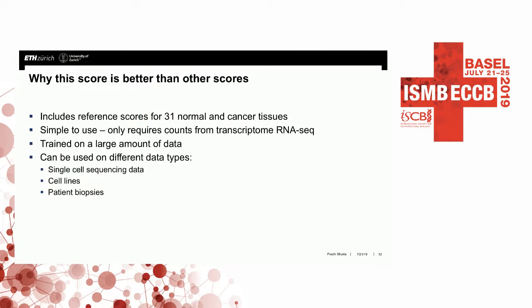Okay. So why is the score good? Well, one, it uses references from a whole number of tissue types, from normal and cancer tissues. We look at a lot of cancer tissues, which is really helpful because most scores don't, because it's hard to. It's really simple to use. You only need counts from transcriptomic RNA-seq data. The fact that it's trained on a large amount of data is great because there's a lot of variation in mesenchymal marker expression, and it can be used on many different data types. I know I didn't show you that, but we have done it.